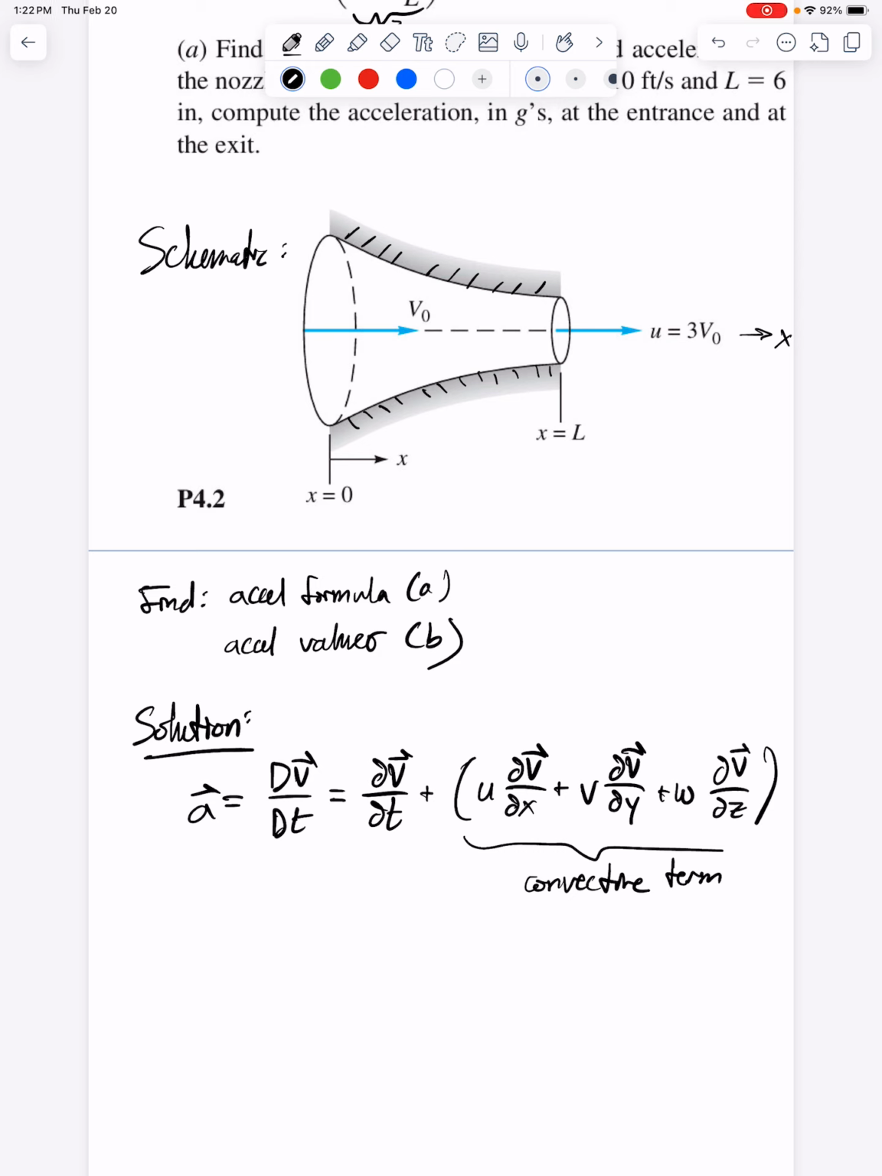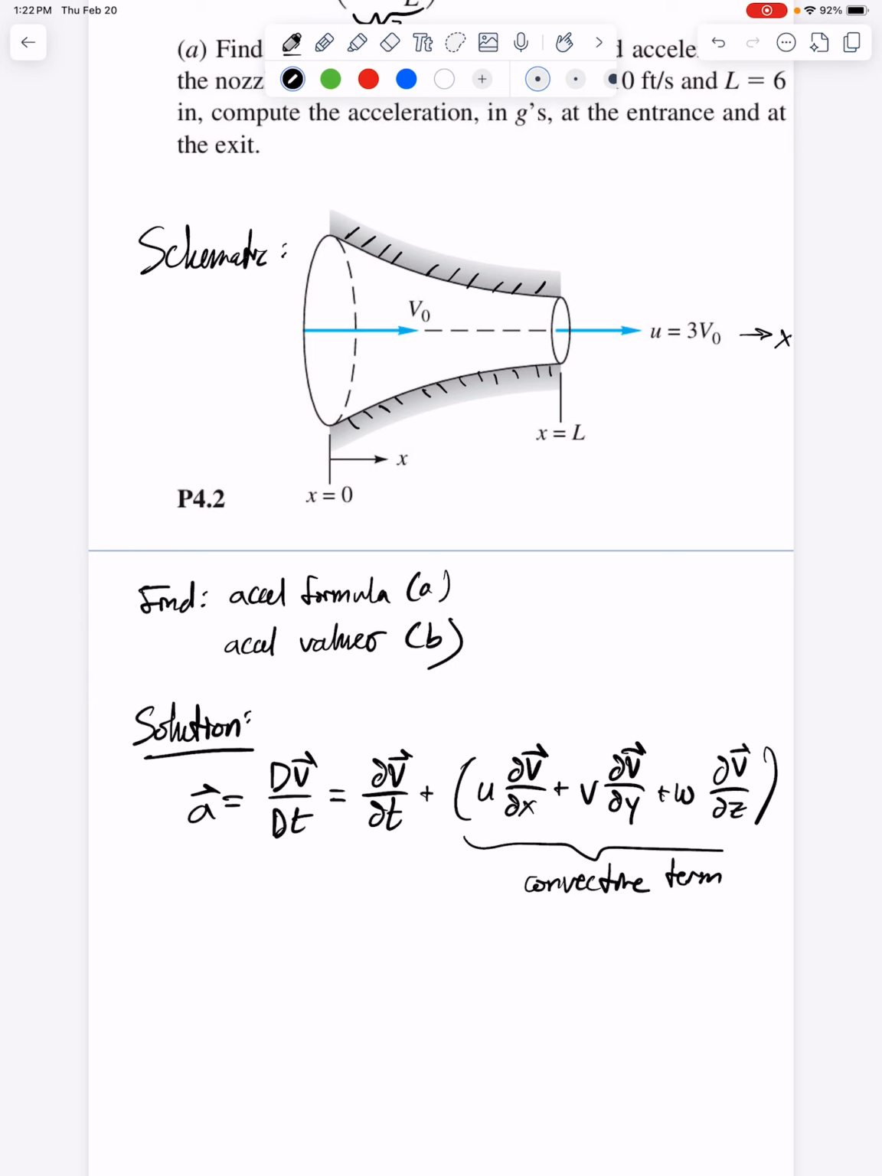However, this convective term is important because now we're looking at control volumes and kind of a fixed perspective. What I mean by that is, in this nozzle, yes, we're at steady state. The inlet is at V naught, and your outlet is at 3 times V naught, right? That's fixed with respect to time. So over time, those are going to be the same values no matter what.